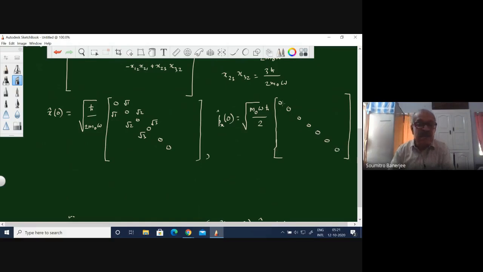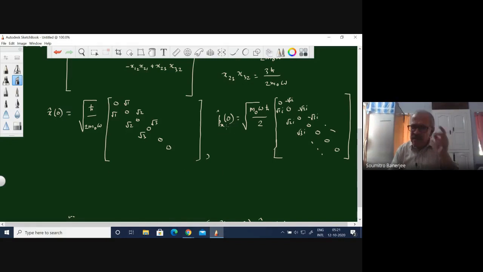In this position, it is root 1 i. Here it will be the conjugate of it, minus root 1 i. This one is root 2 i, and this will become minus root 2 i, root 3 i, minus root 3 i, and so on and so forth. So this is how we obtained the X matrix and the P matrix.